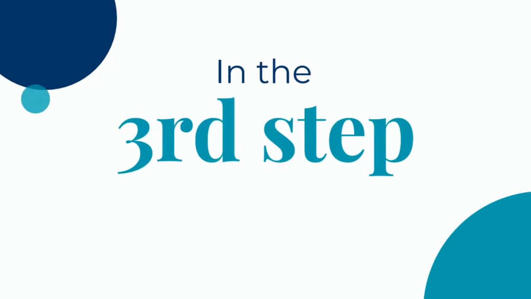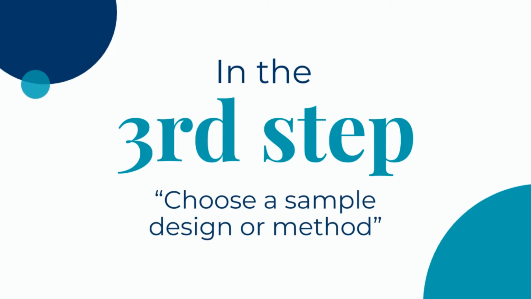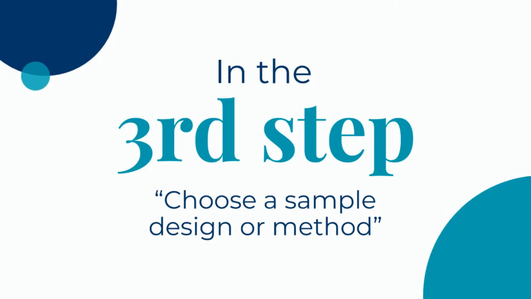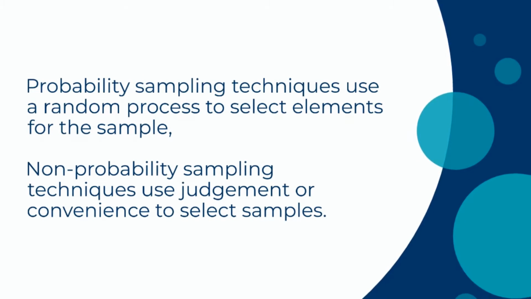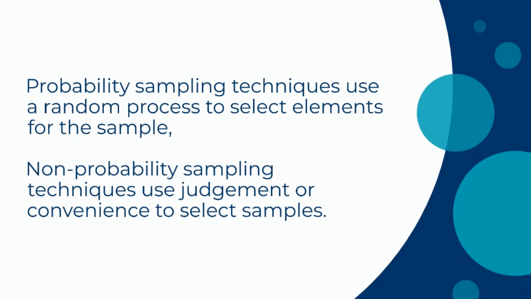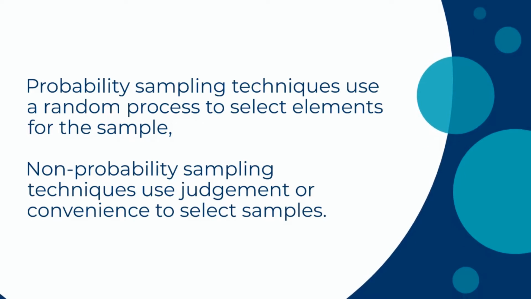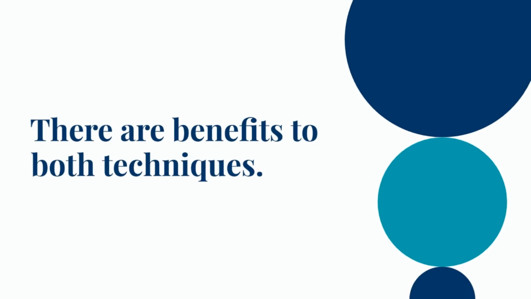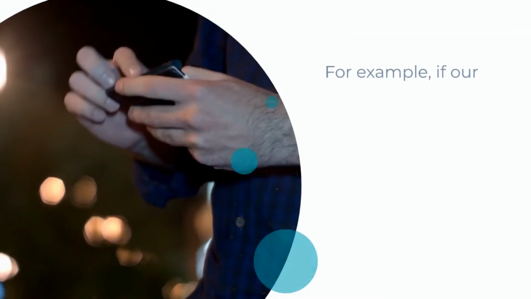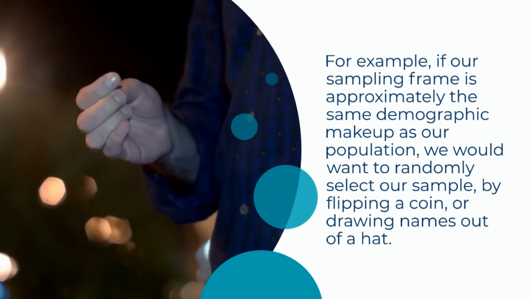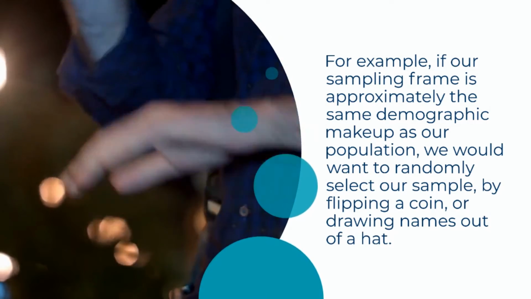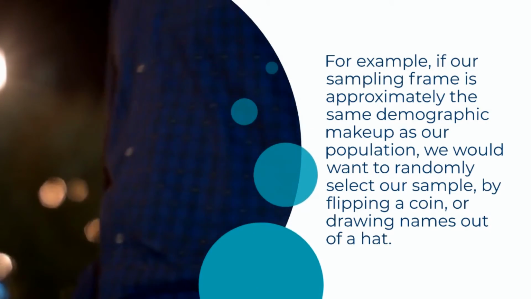In the third step, we will choose a sample design or method. Using the framework developed in step 2, the researcher then decides whether to use a probability or non-probability sampling technique. Probability sampling techniques use a random process to select elements for the sample, whereas non-probability sampling techniques use judgment or convenience to select samples. There are benefits to both techniques. For example, if our sampling frame is approximately the same demographic makeup as our population, we would want to randomly select our sample by flipping a coin or drawing names out of a hat.